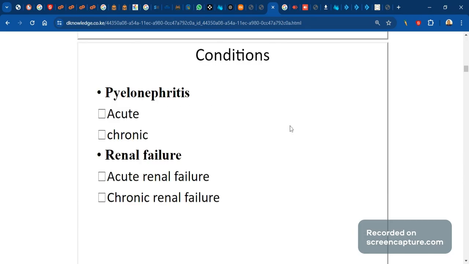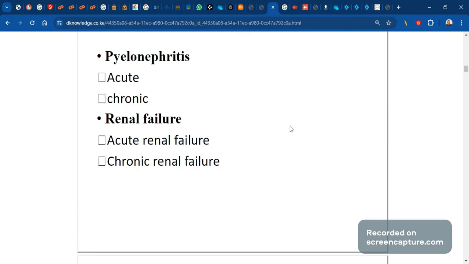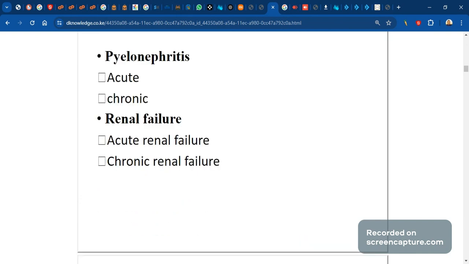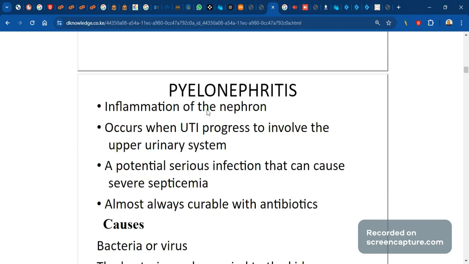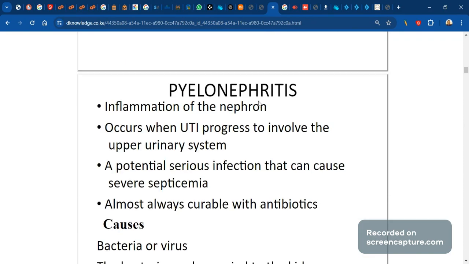So that is that. So let's check on the conditions affecting the renal system. Mostly it is pyelonephritis and renal failure, and those are the things that we are going to check. So talk about pyelonephritis, it can either be acute or chronic. Similarly, renal failure can also be acute or chronic. So what is pyelonephritis? Just inflammation of the nephron, okay? Everything ending with ITIS, I told you in pathology, it means inflammation.